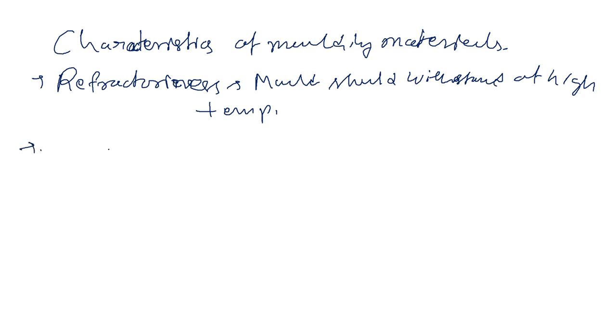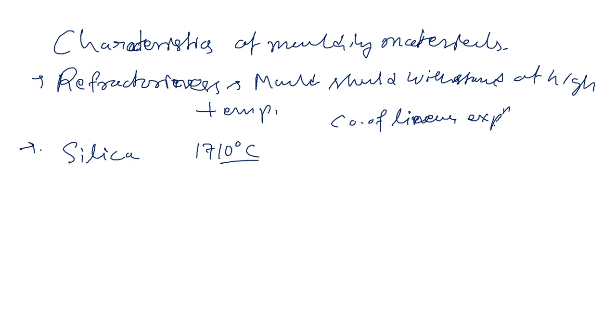There are many refractive materials, just like silica, which has a melting point of 1700 degrees centigrade, and it has a coefficient of linear expansion, in 10 to the power minus 6 per degree centigrade, of 16.2. And another material is alumina.